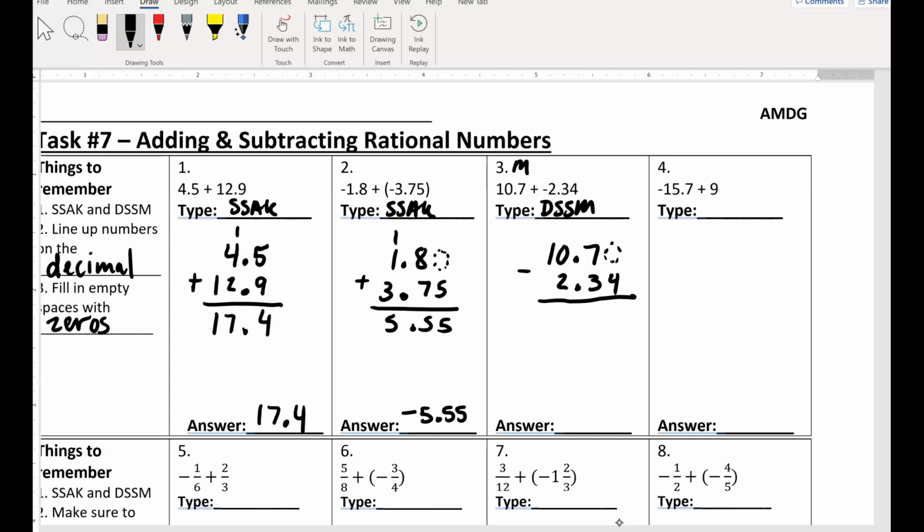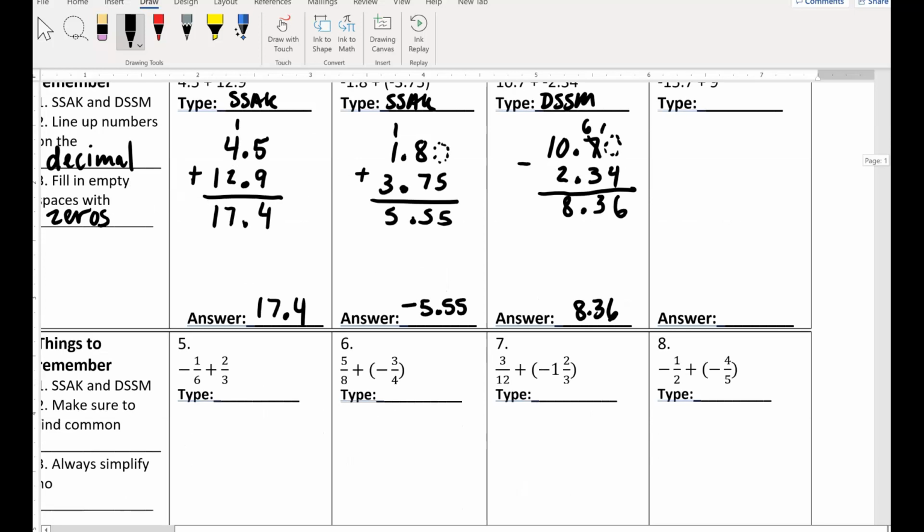Again, empty space gets a 0, and you got to remember to borrow in this case because you can't do 0 minus 4, right? So, and we're left with 8. And remember, we had more positives, so it's positive 8.36. You're going to do number 4 in Ed Puzzle.